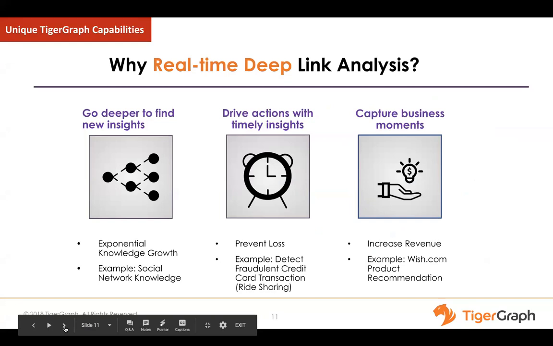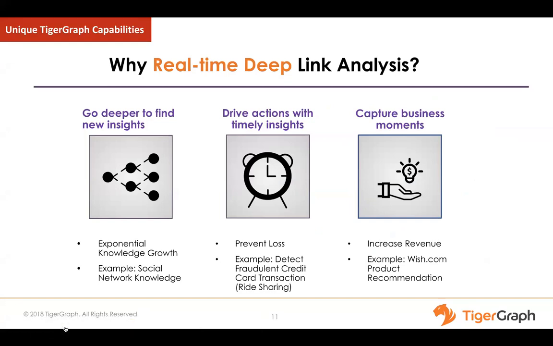Real deep link analysis is actually a unique TigerGraph capability. TigerGraph is the first and only graph database which can do such real-time deep link analysis. The benefits that we bring to our customers are three major ones. First, you want to go deeper into your network to find new insights.